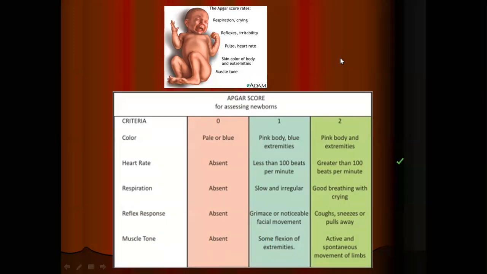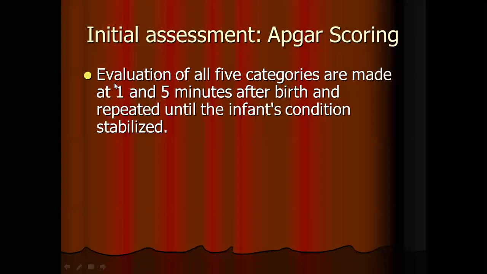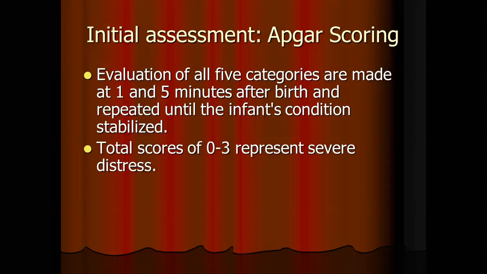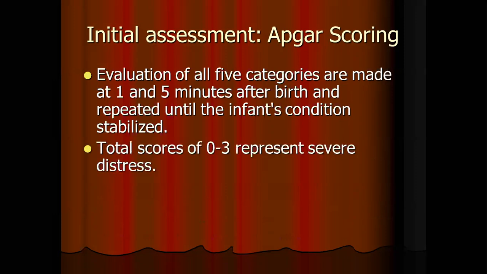Next, we are moving to the initial assessment. In the initial assessment, evaluation of all 5 categories is made at 1 minute and 5 minutes after birth and repeated until the infant's condition stabilizes. The total score shows whether the child's condition has improved at 1 minute and 5 minutes.